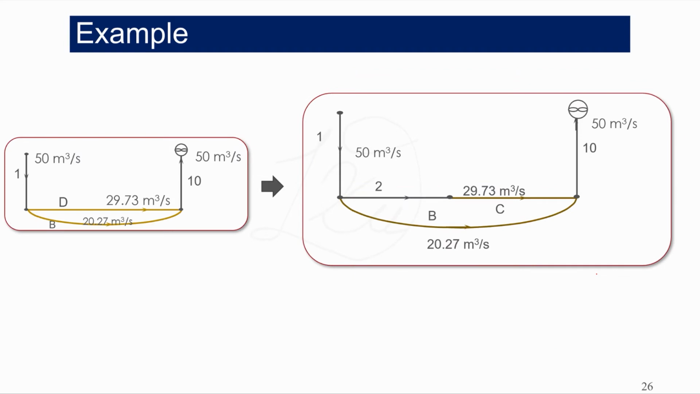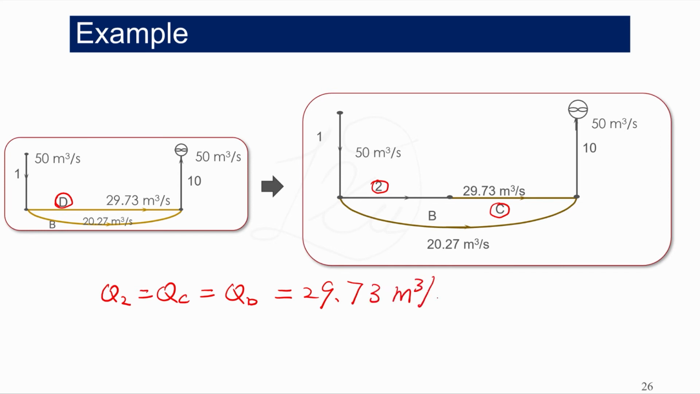Moving backward one more step, airway D came from airway 2 and airway C in series. As airway 2 and C are in series, the airflow quantity in them equals that in airway D. So Q2 equals QC equals QD equals 29.73 cubic meters per second.